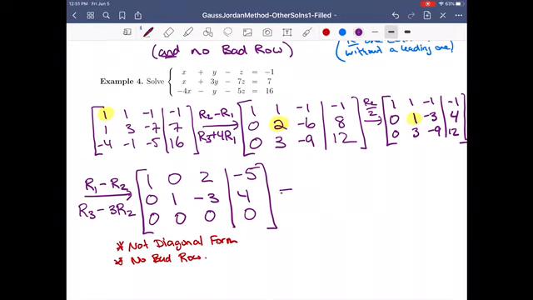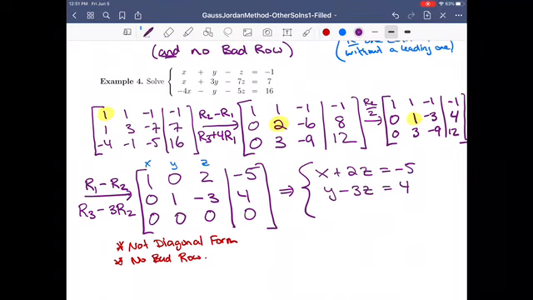So let's write out what this system looks like. So remember, it's x, y, and z. So that's x plus 2z equals negative 5. And then it's y minus 3z equals 4. And this last row says 0 equals 0. That's not bad. It just doesn't give us any information.